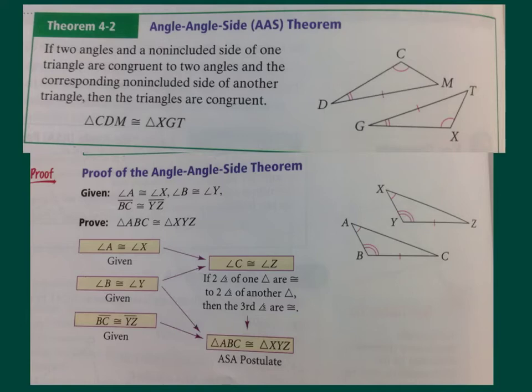How could we get the triangles congruent? Well, if we can say that angle A is congruent to angle X and angle B is congruent to angle Y, then we're going to be able to say angle Z is congruent to angle C. Why is that? Because if two angles of one triangle are congruent to two angles of another triangle, then your third pair of angles must also be congruent. Now we can say the triangles are congruent by angle side angle.